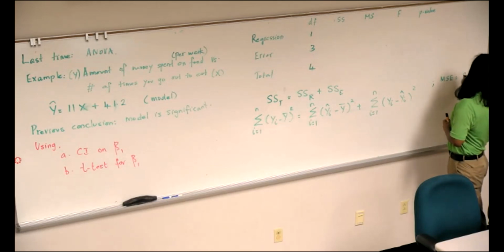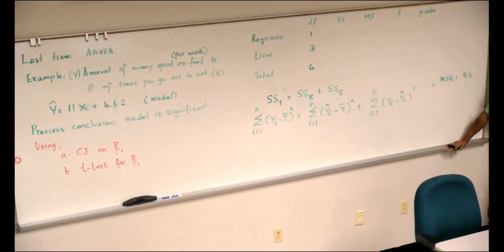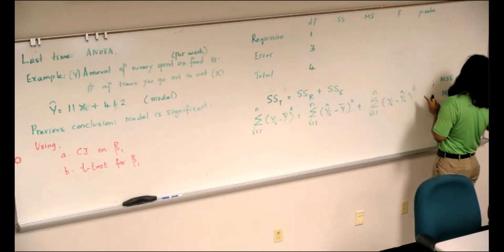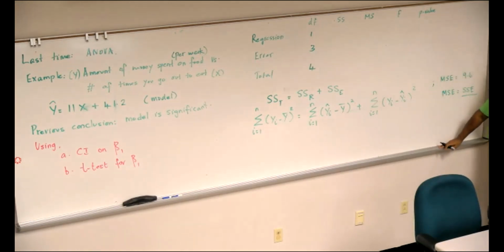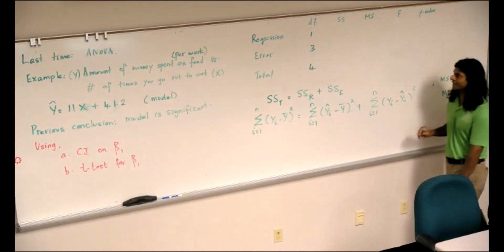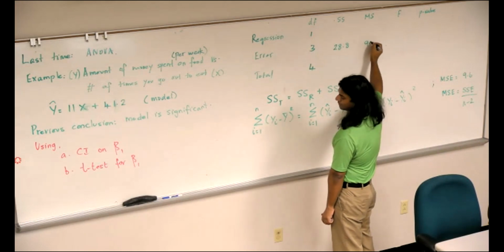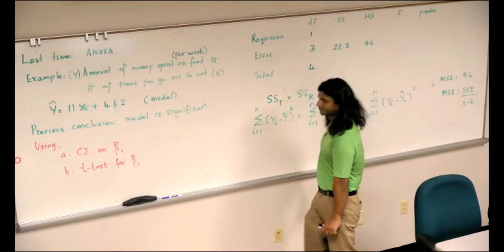So MSE is 9.6. If MSE is 9.6, what is SSE? MSE is obtained by dividing SSE by, is it n minus 4? Is it n minus 2? It's n minus 2. So I can multiply 9.6 by n minus 2 to get SSE: 9.6 times 3, 28.8. Good.